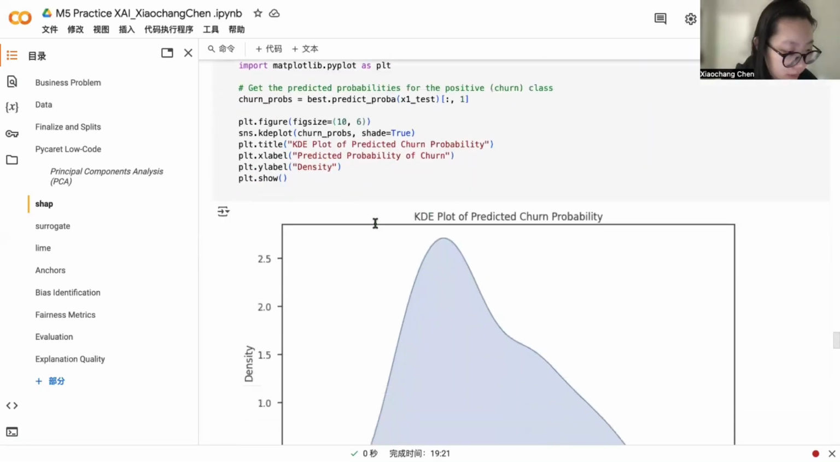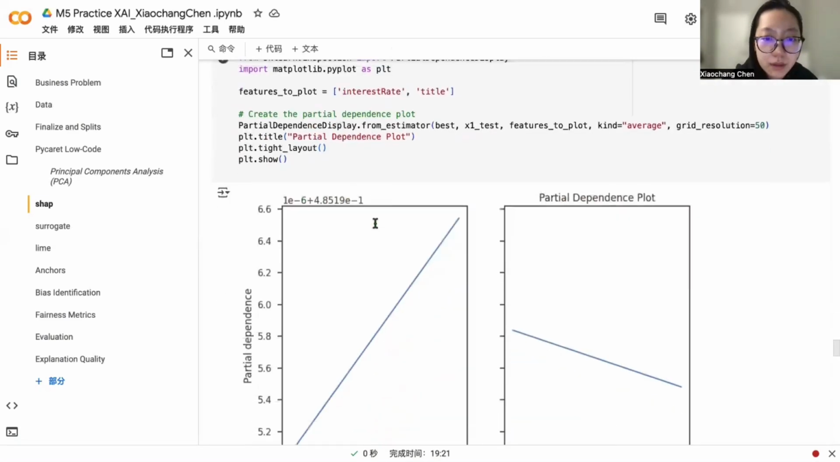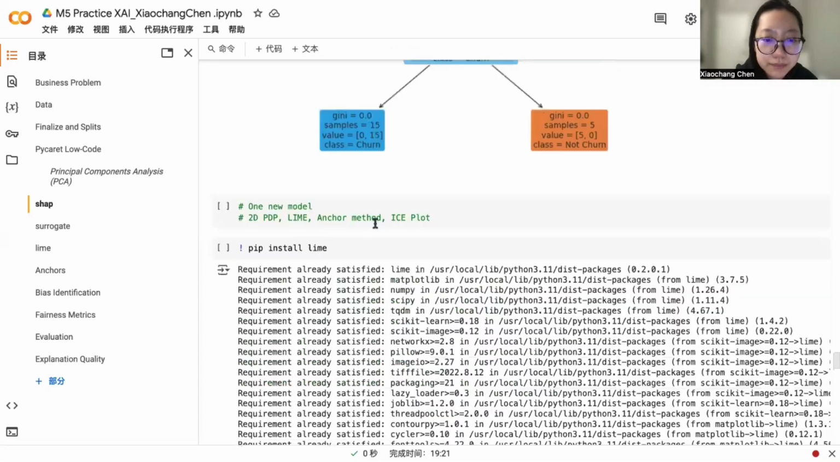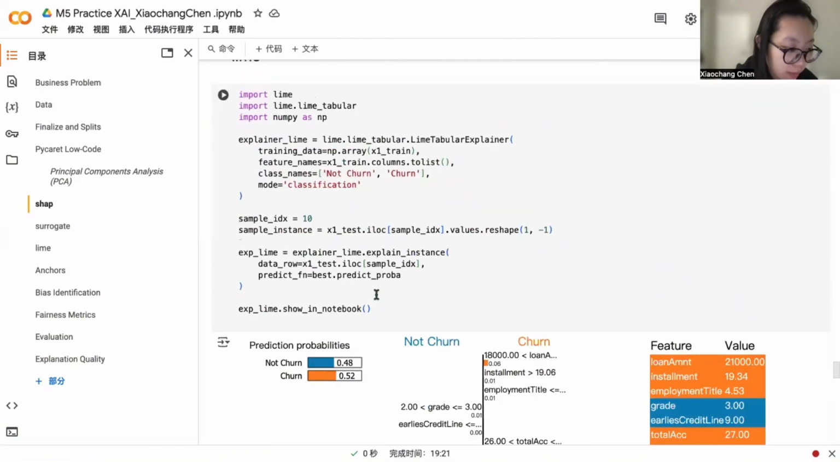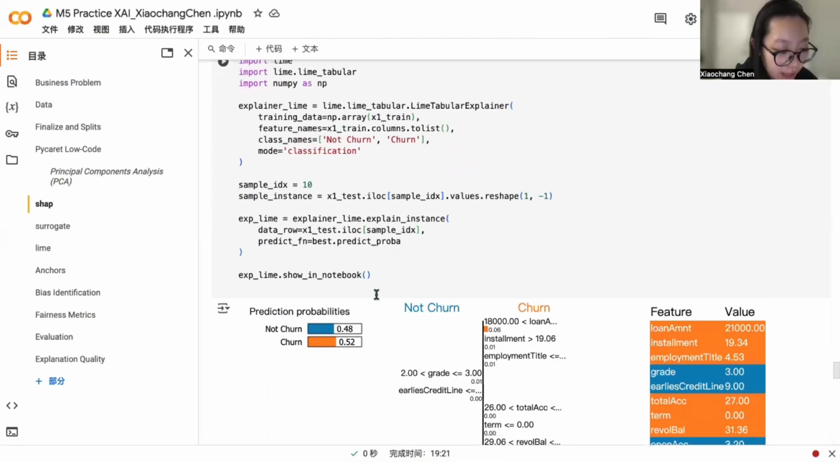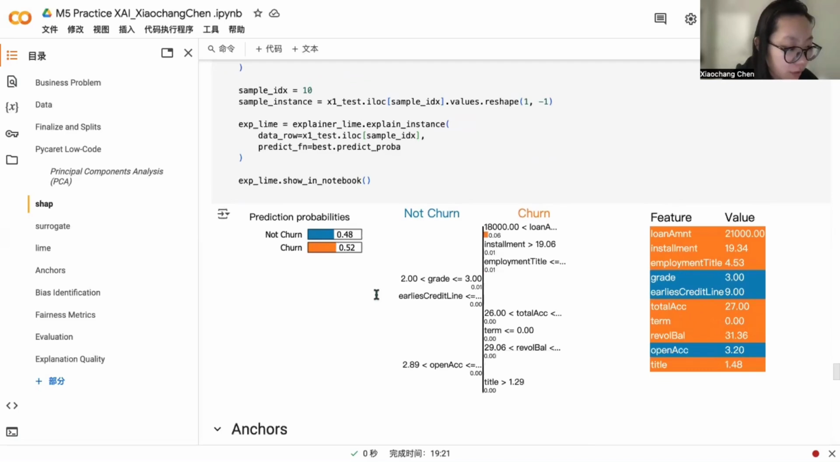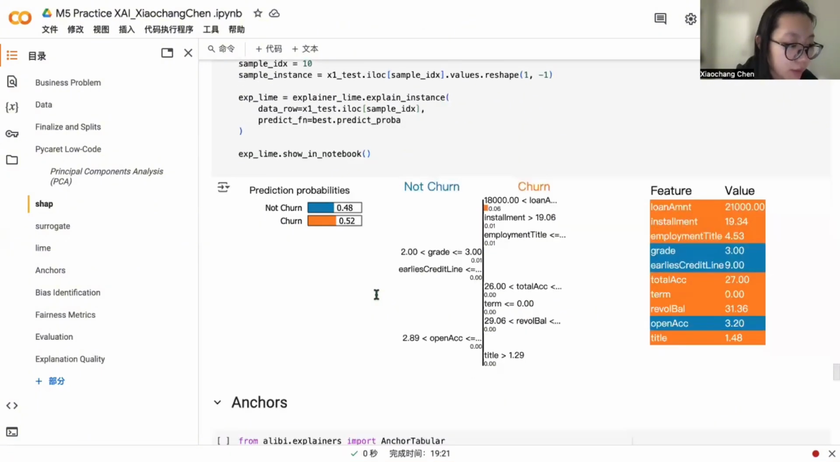Then we used LIME. Breaking down a single prediction, we picked one borrower and ran LIME to see why they were classified as high risk. They had a loan over $21,000, higher installment payments, a lower employment title score, and a moderate credit rate. LIME showed that loan amount and employment title were the biggest factors driving the default prediction.